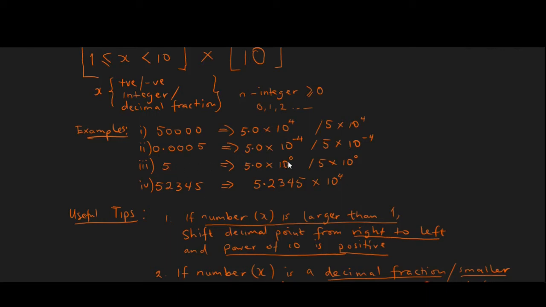Now, if the number is a single digit, we'll just multiply it by a power of 10 which is 0, because any number to the power 0 gives us 1, so it will give us the same number. Again, if we have a very large number which doesn't have trailing zeros, we will move the decimal point backwards, just as we did in the first example.